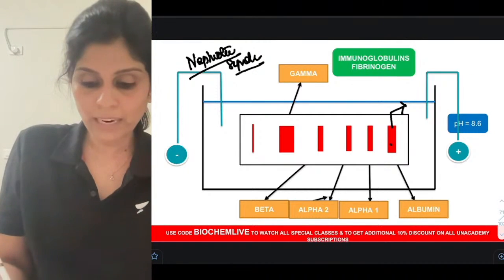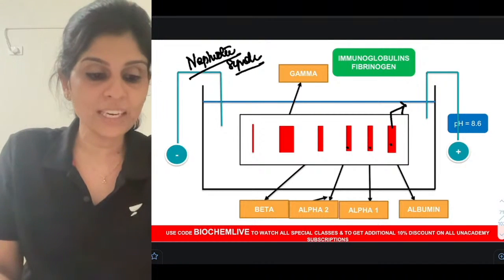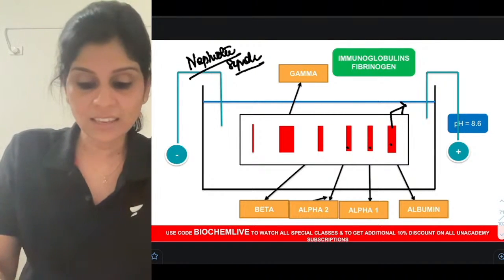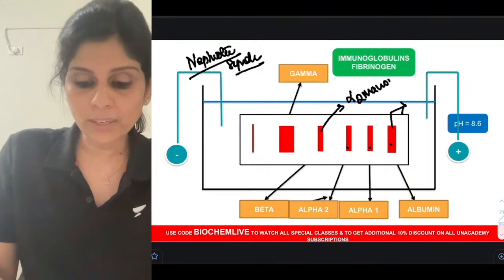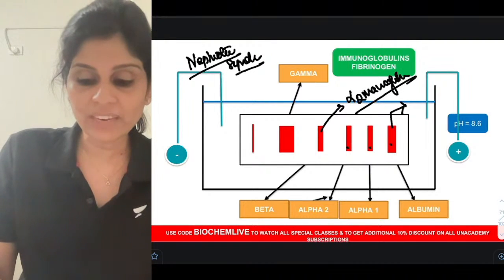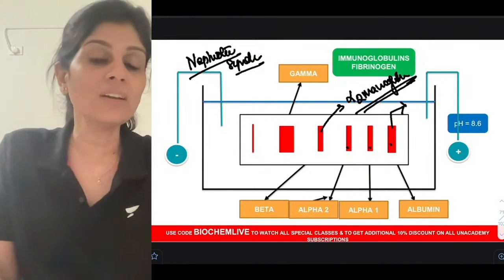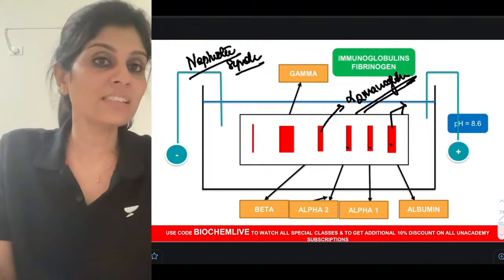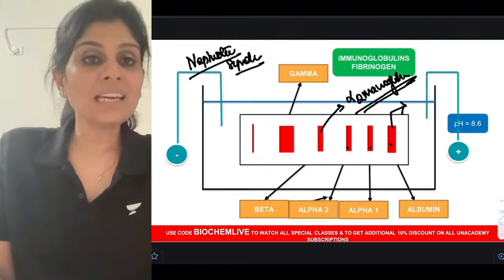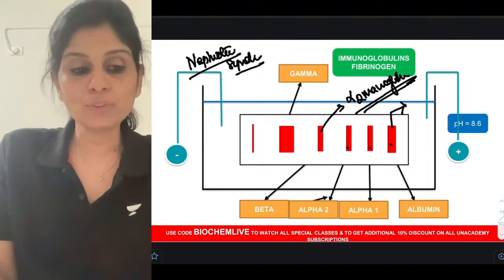I said this is albumin, alpha 1, alpha 2 band. Why do you think it would not have lost its intensity? Because the alpha 2 band has alpha 2 macroglobulin. As the name indicates, it's a very large protein which does not get lost in the glomerulus, even in extreme phases of nephrotic syndrome. So what will you see in nephrotic syndrome protein electrophoresis?